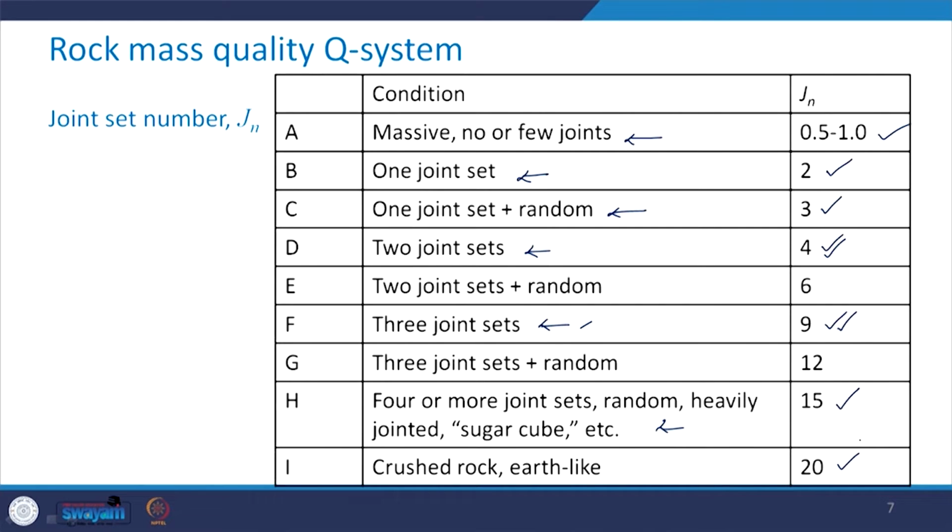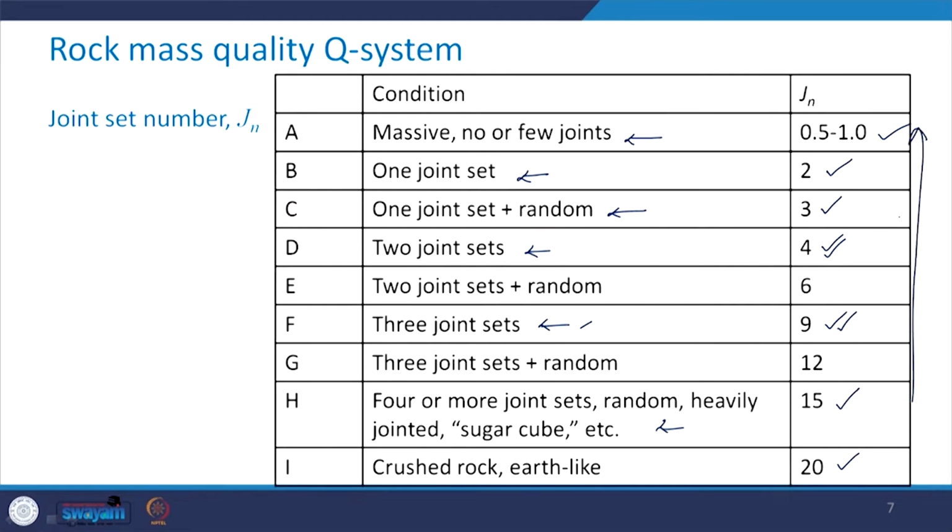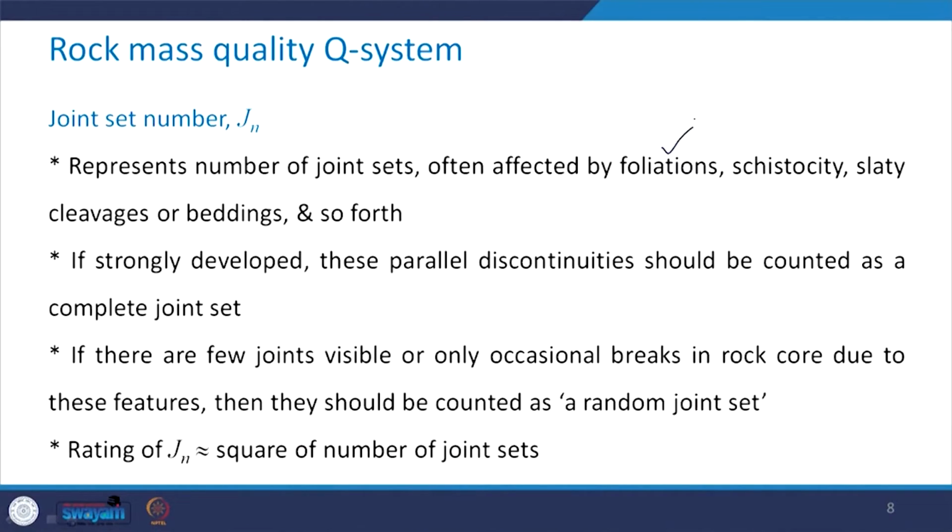So, as I mentioned to you that this joint set number is in the denominator of the first quotient, and the lower value will represent the better quality of the rock mass. That is how this table also shows that when this rating for Jn reduces in this direction, the quality of the rock mass is getting better. This joint set number represents the number of joint sets, and we have already discussed these in detail when we were discussing the factors influencing the discontinuities, that the joint sets are influenced by foliations, schistosity, slaty cleavages or beddings and other geological structures.